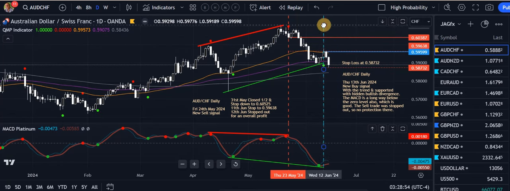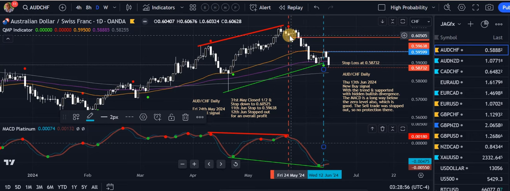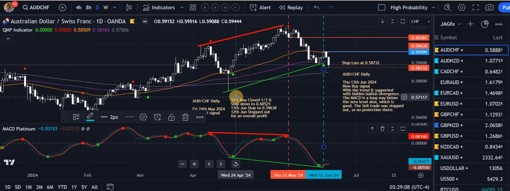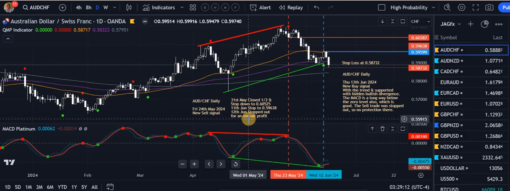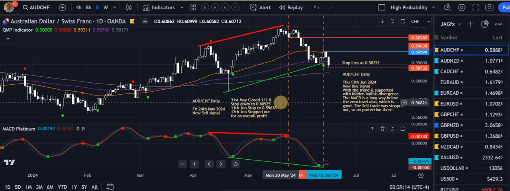Now, all my trades I call live at the time. So when I called this trade, I would have taken a screenshot and posted it and shared it to the group. So it's all done when I take the trade. Stop loss would have been up here somewhere. So even though it's gone against me, like most trades do, it's come down in my favor.